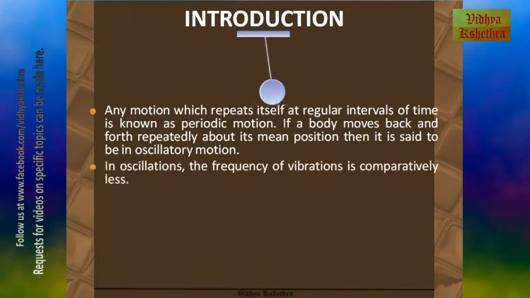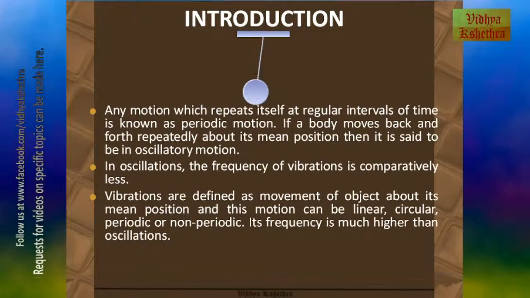Now in oscillations, the frequency of vibrations is comparatively less, as we can see in the case of a simple pendulum. Other examples include the swing. In the case of a swing also, it is in periodic motion. Now vibrations are defined as movement of an object about its mean position, and this motion can be linear, circular, periodic or non-periodic. The difference between oscillations and vibration is that the frequency of vibrations is much higher than that of oscillations.